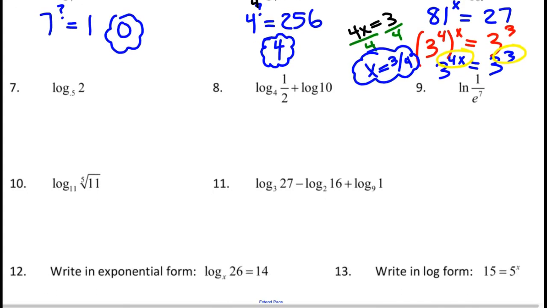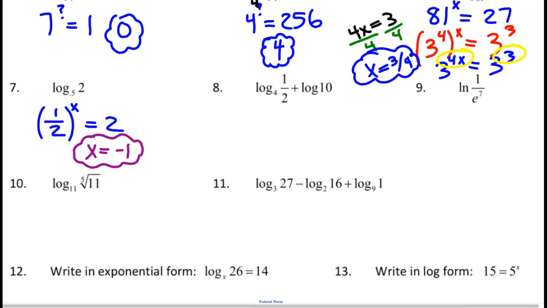Number 7. 0.5, if we see the base as a decimal, rewrite it as a fraction. So this is going to be 1/2 to the unknown power x is equal to 2. So how do I make a 1/2 into a 2 using an exponent? Well, if it's a negative, it flips it, and that's all I need. So in this case, x is equal to negative 1.